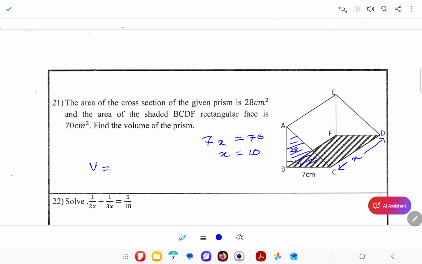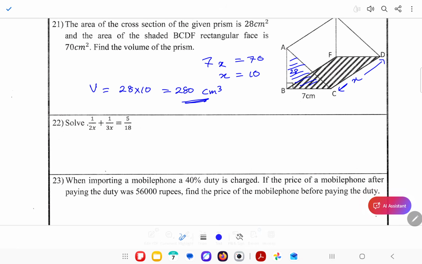So then the volume is what? 28 into 10. So 280 cubic centimeters. Cross section area into length. The length was missing. To find the length, they gave us the shaded area. So using that, we can find the length first, then we can find the volume like that.